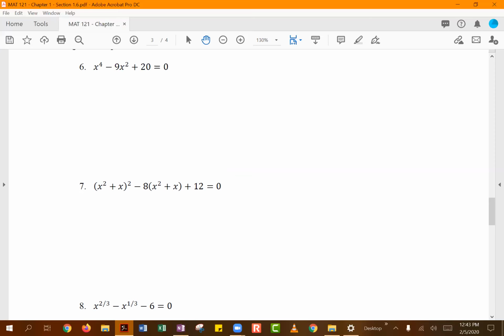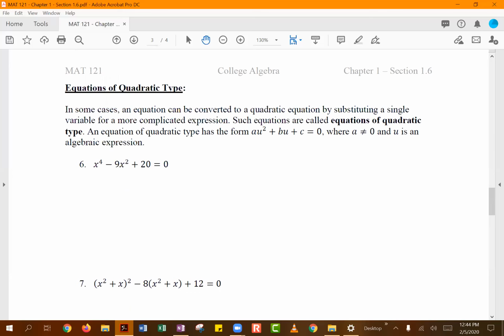The easiest thing I can tell you for identifying what u should be defined as comes from the middle term. If my middle term is x squared, that's what my u value is going to be. If my middle term here is x squared plus x, that's going to be my u term. My middle term on number 8 is x to the 1/3. That's going to be my u term. So it's the variable part of your middle term which tells you what you're going to define u as. Let's look at this first example here.